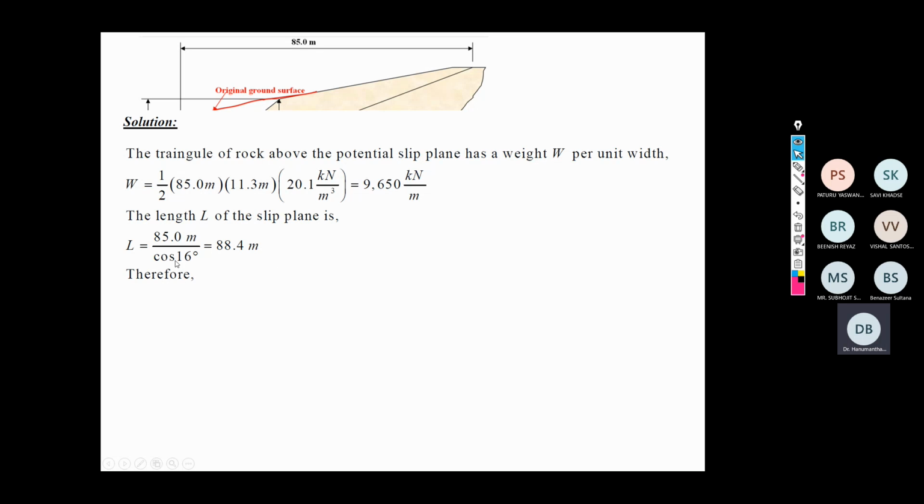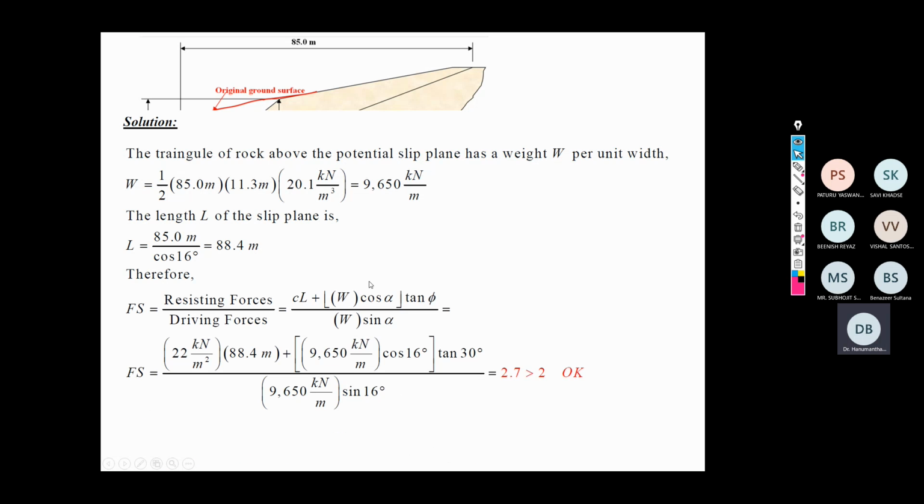Okay. Then inclined length is 85 by cos 60. So that is 88.4 meter inclined length. Then we know the factor of safety equation, that is the resisting force by the driving force. Resisting force can be calculated as tau divided by the driving force, that is the weight component. So your tau is nothing but C plus sigma dash tan phi.